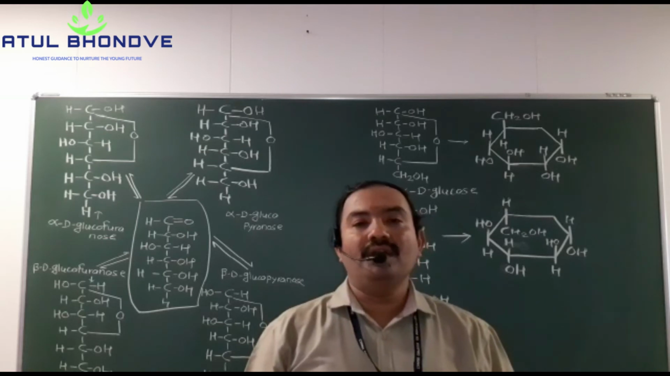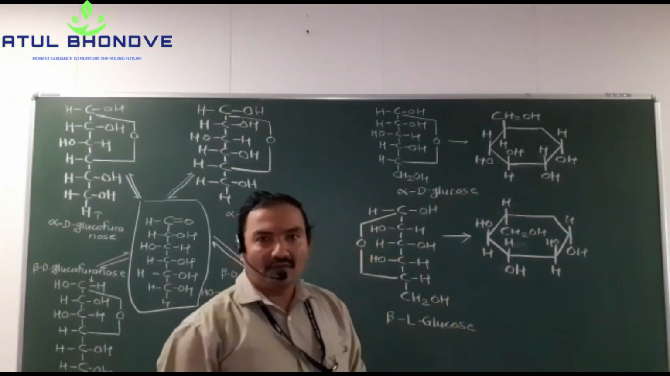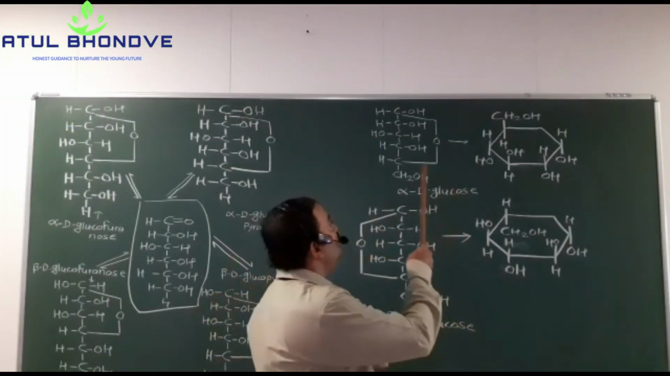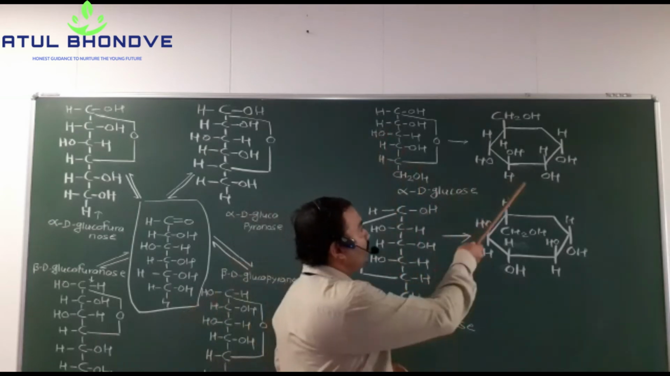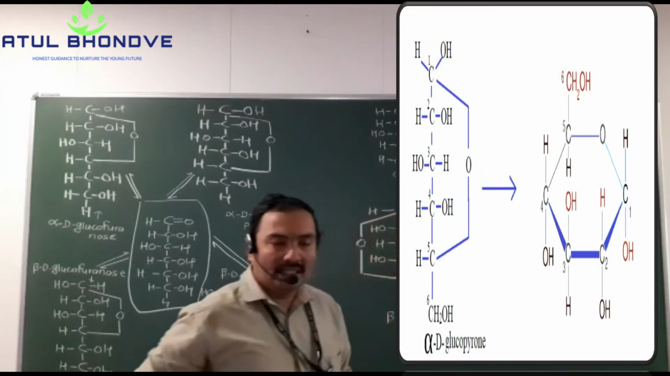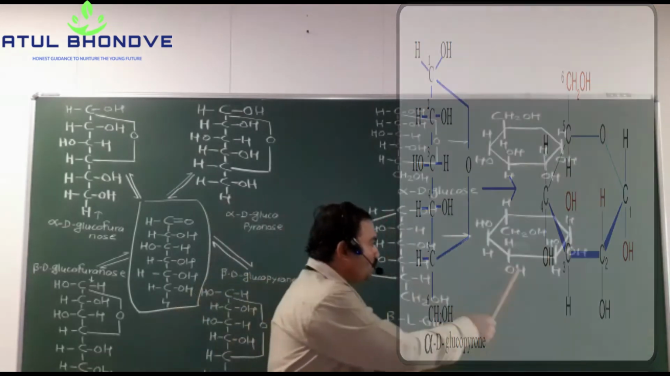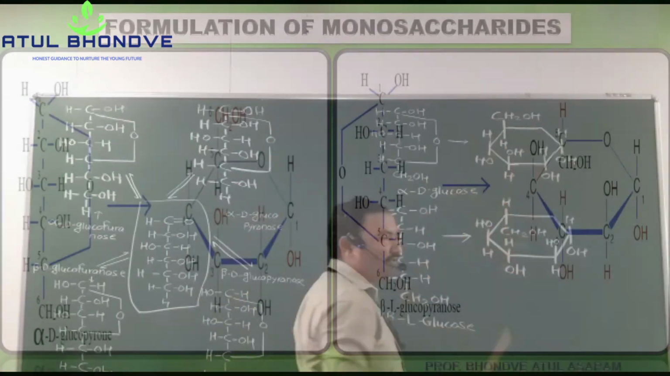The conversion of alpha D glucose and beta L glucose into the ring formation is represented in front of you. Here, the structure of alpha D glucose is converted into the ring form by the scientist Haworth. Then the beta L glucose is converted into the ring form. The representation is in front of you.